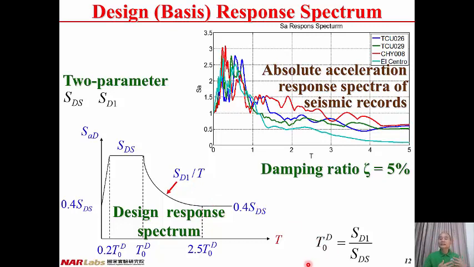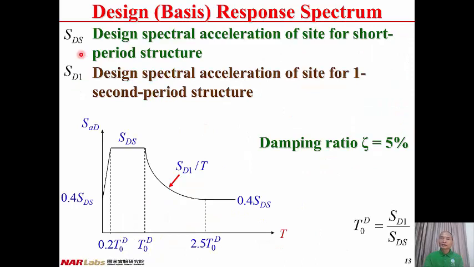And T0D is not an independent parameter. It depends on SD1 and SDS. Therefore, with these two parameters, we can fully describe the design response spectrum. The first parameter, SDS, is called the design spectral acceleration of the site for short period structure. The subscript S stands for short period. The subscript D stands for design. And the variable S stands for spectral acceleration. And SD1 is called the design spectral acceleration of the site for 1 second period structure. The subscript 1 stands for 1 second period structure, D stands for design, and S stands for spectral acceleration.